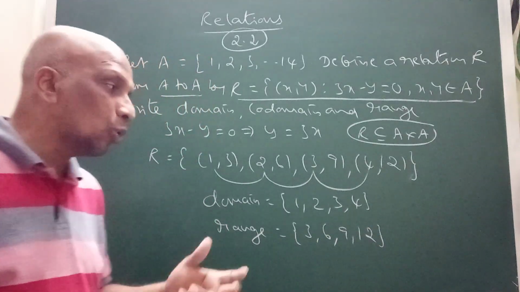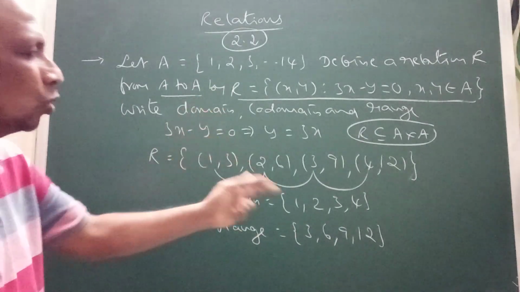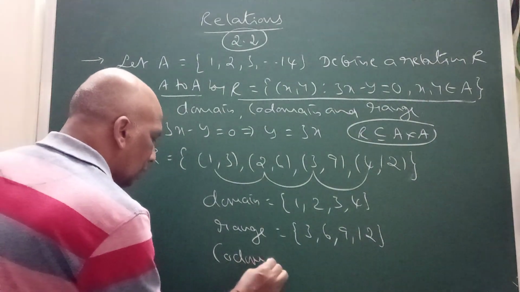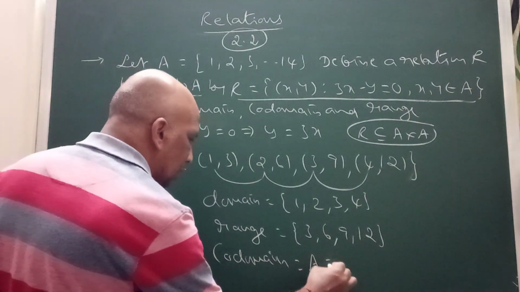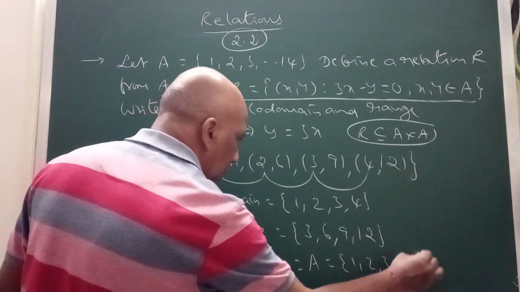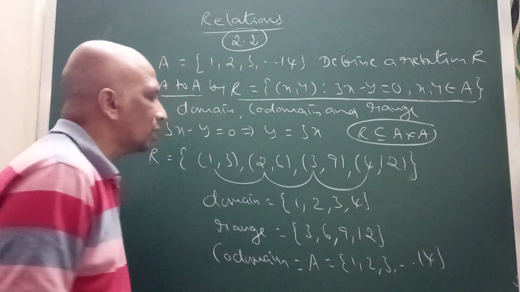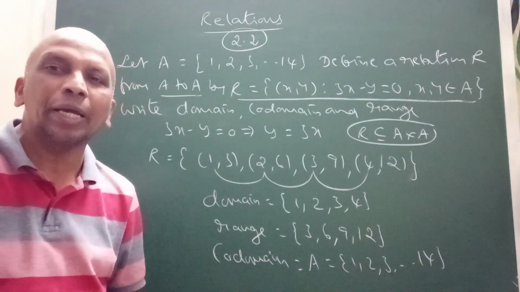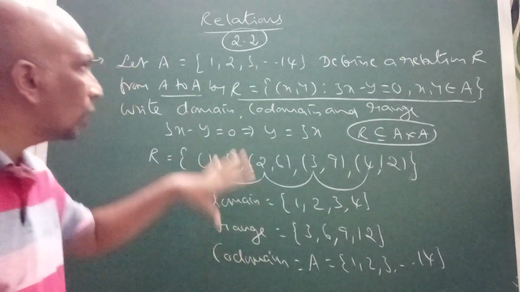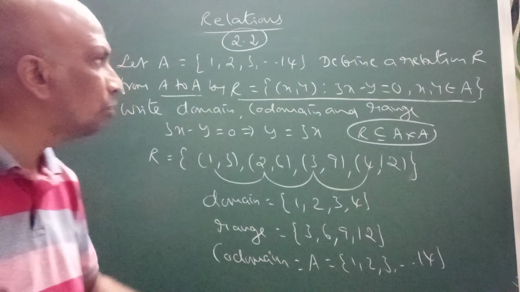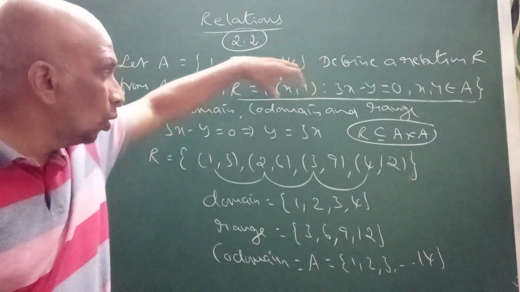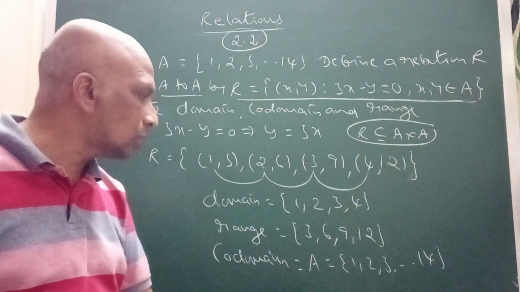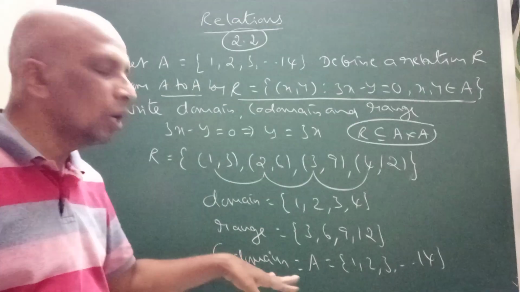When they talk about the codomain, the whole set B, here there is no B, it is A only, so the whole set A is called the codomain. The entire set A is called the codomain, which is equal to {1, 2, 3, up to 14}. So like this we have completed the first problem. This is very simple. Just write it in roster form. From that, the set of first elements gives the domain, the set of second elements gives the range, and the whole set A is the codomain.